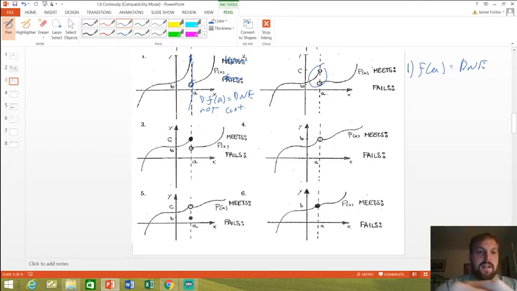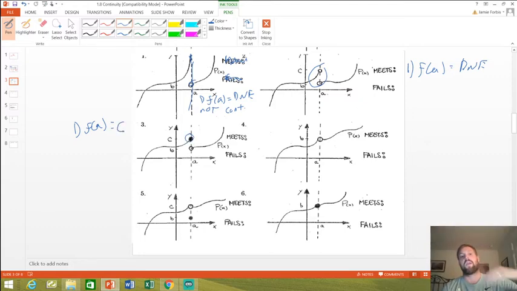Now for number three, if I'm trying to describe it, I can say step one, f of a. Now in this case, f of a does equal a number. It is defined right here at the closed circle c. So we can't just stop there and say it's not continuous. We know it is by the graph, but to prove it, we have to show a couple steps. So let's do the next part. Let's talk about the limit as x is approaching a from the right and from the left.